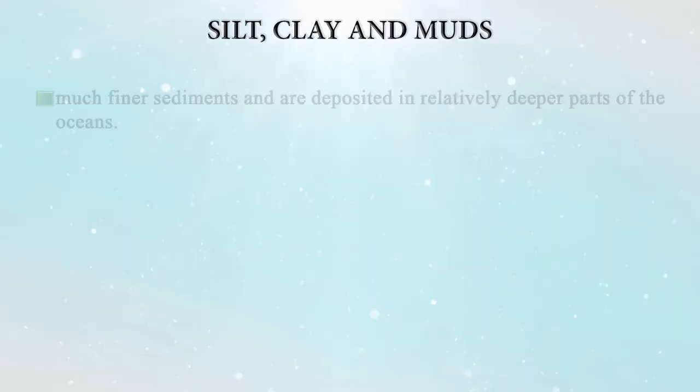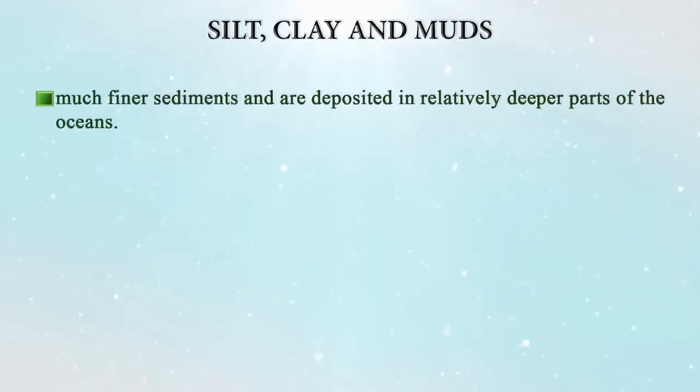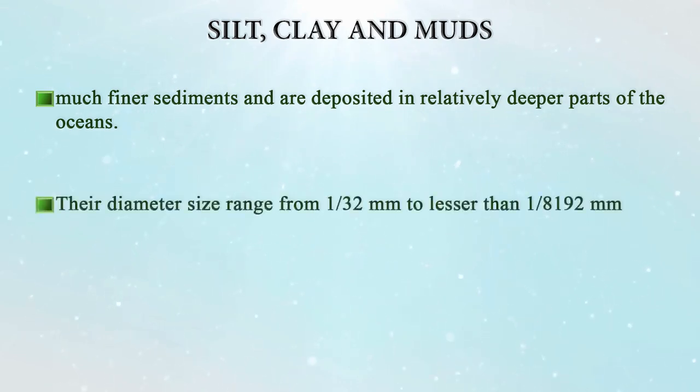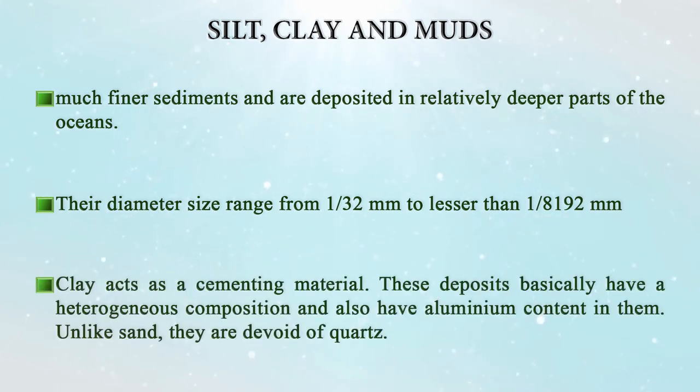of the silt, clay, muds. They are much finer sediments and are deposited in relatively deeper parts of the oceans. Their diameter ranges from 1/32 millimeter to 1/8192 millimeter, and the clay acts as the cementing material. These deposits basically have a heterogeneous composition and have aluminium content in them. Unlike sand, they are devoid of quartz.